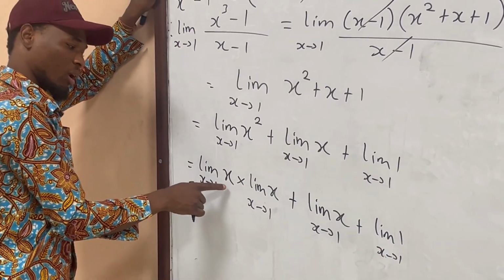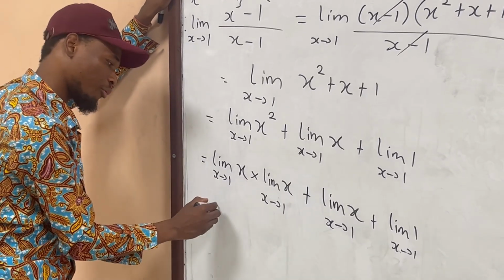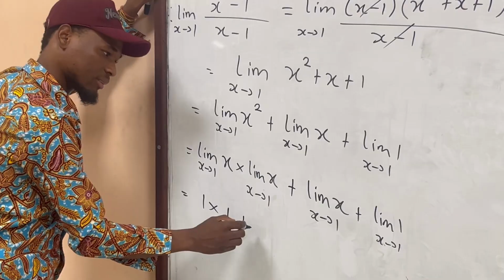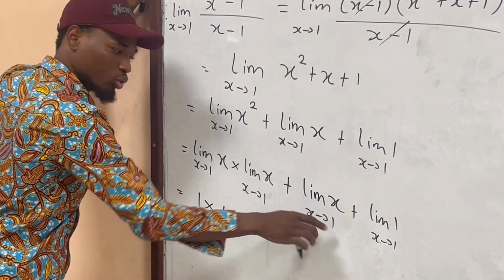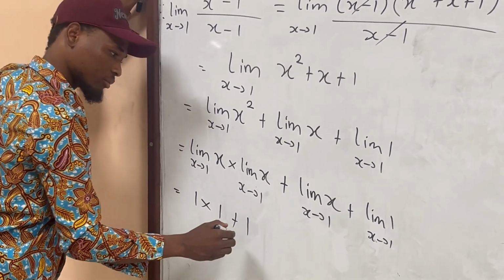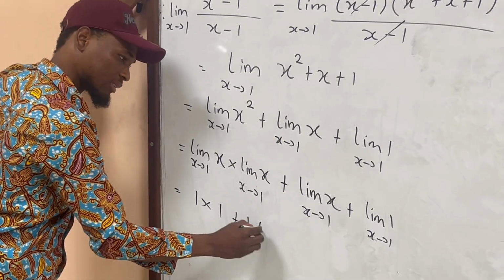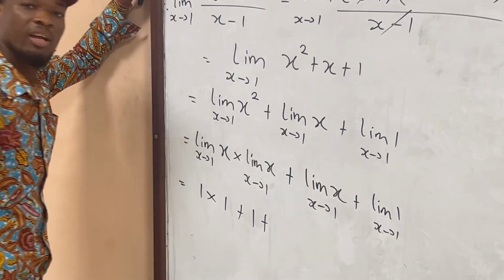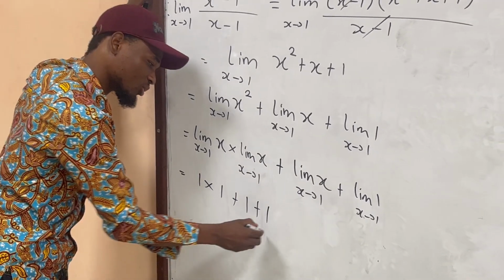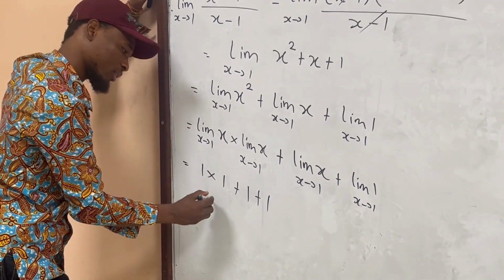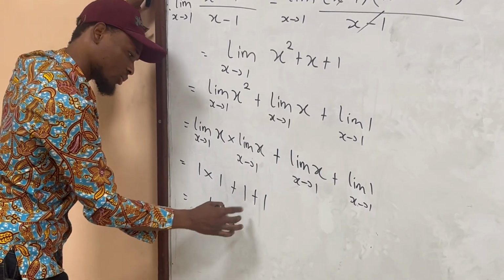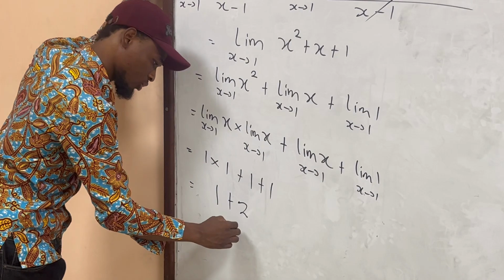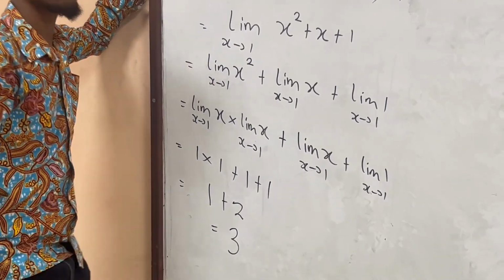So wherever you see x, you put 1 there. So you have 1 times 1, then plus, wherever you see x, you put 1 there. You have 1, then plus the limit of a constant. That's the limit of a constant is always what? A constant, 1. So I have 1 times 1, you have 1, then plus 1 plus 1, 2. So the final answer is equal to 3.